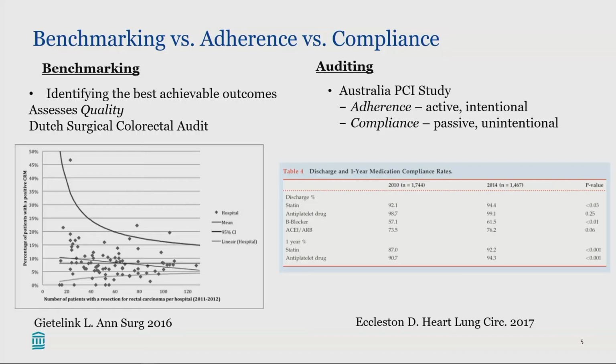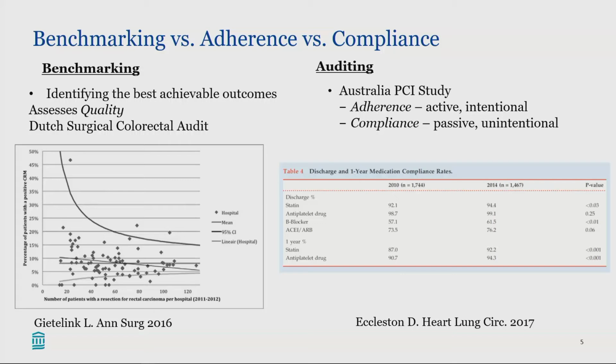I really distinguish between these three concepts of benchmarking, adherence, and compliance, and they often get conflated. Benchmarking is identifying the best achievable outcome. And so benchmarking is a measure of quality. The Dutch surgical colorectal audit's a great example of a benchmarking study. You look at every hospital in the Netherlands that's doing colorectal surgery and who has the best outcome, the lowest rate, in this case it was of a positive surgical margin. And you say that's the benchmark. That's what we should be striving to achieve. That's very different than what we're doing with auditing and compliance.